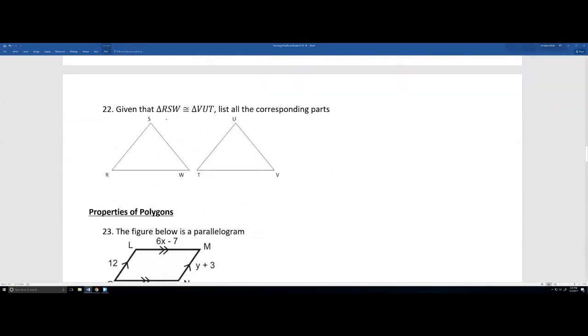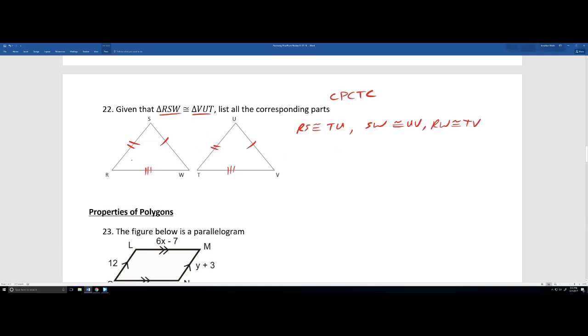All right, 22. Given that they are congruent, they go ahead and tell us that these two triangles are congruent. List all the corresponding parts. All right, here we go. Since they're congruent, corresponding parts is kind of like CPCTC. So RS is going to be congruent to TU. SW is going to be congruent to UV. RW has to be congruent to TV.